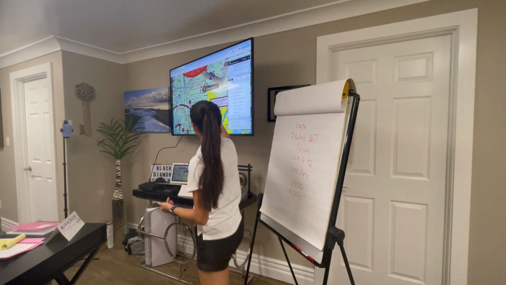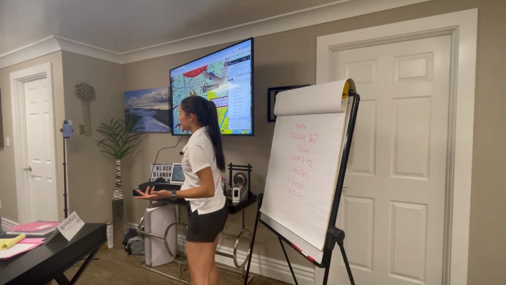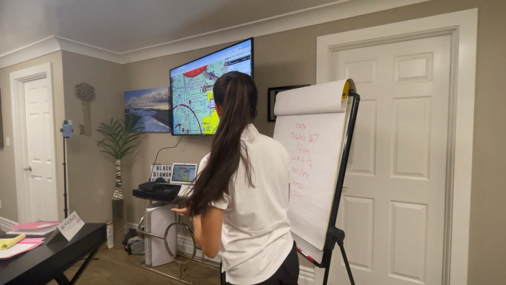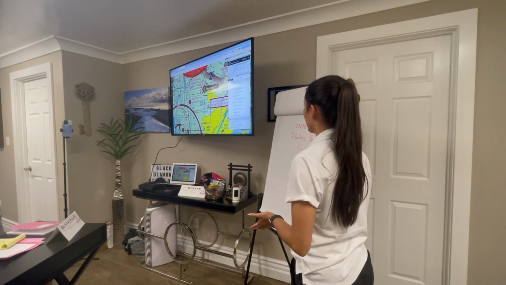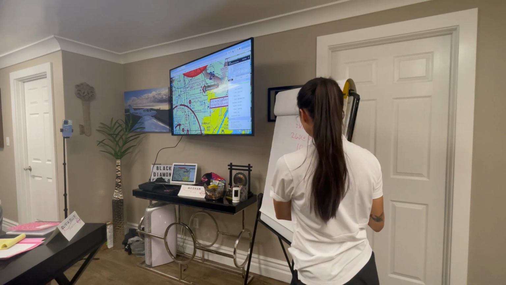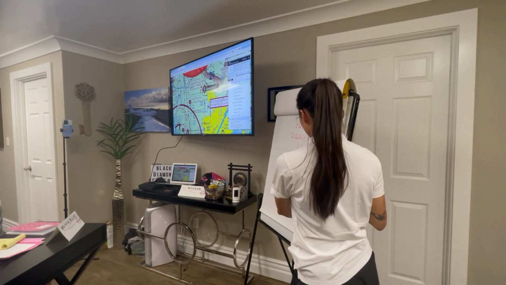So for Lincoln, the AWOS frequency is 124.25. Again, I just called it on my phone because it has that capability for ForeFlight. And then listening to the weather, here's the information that we got. So 29.80 is the altimeter setting.